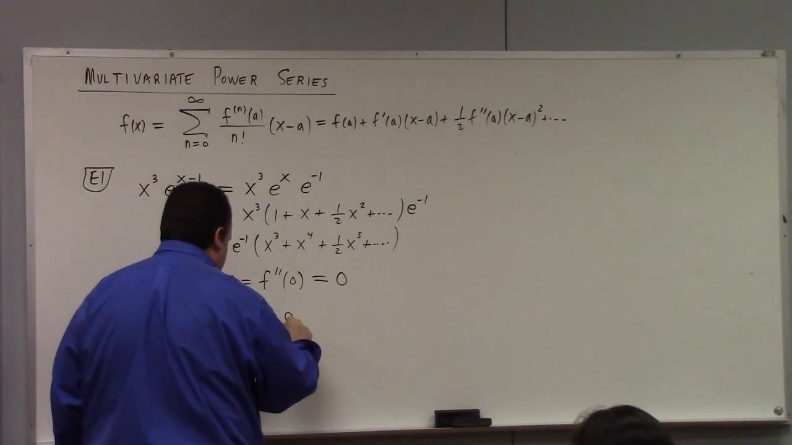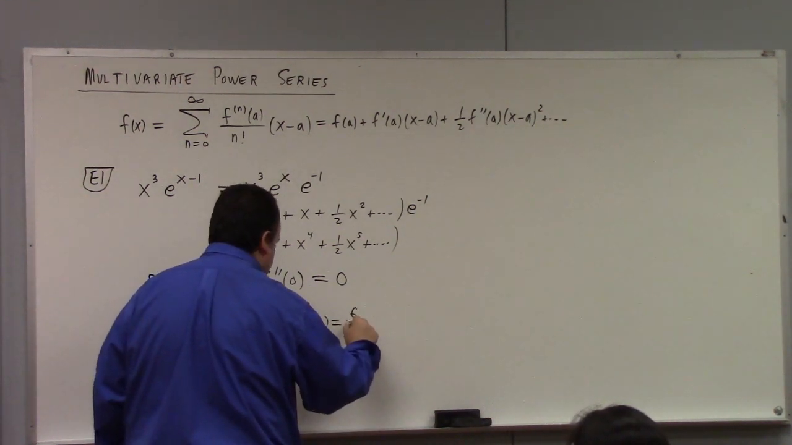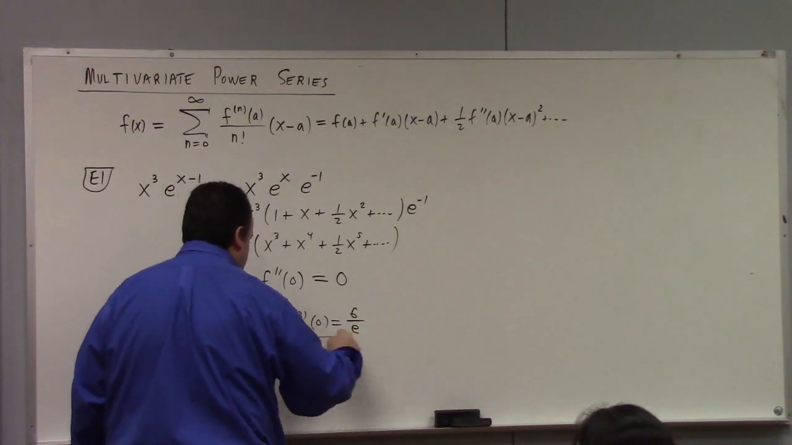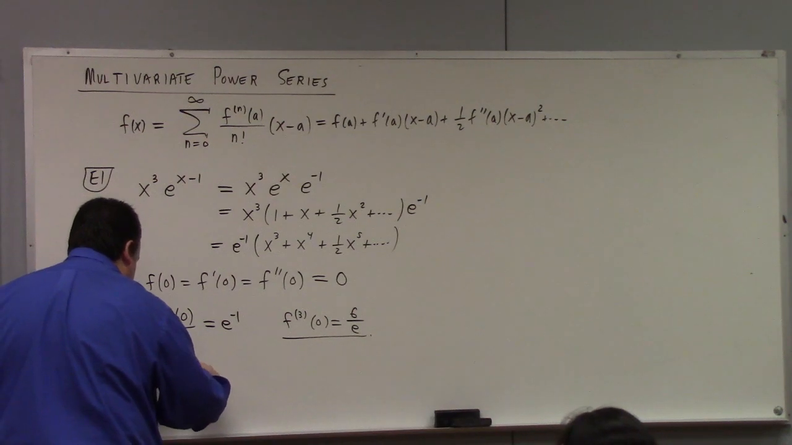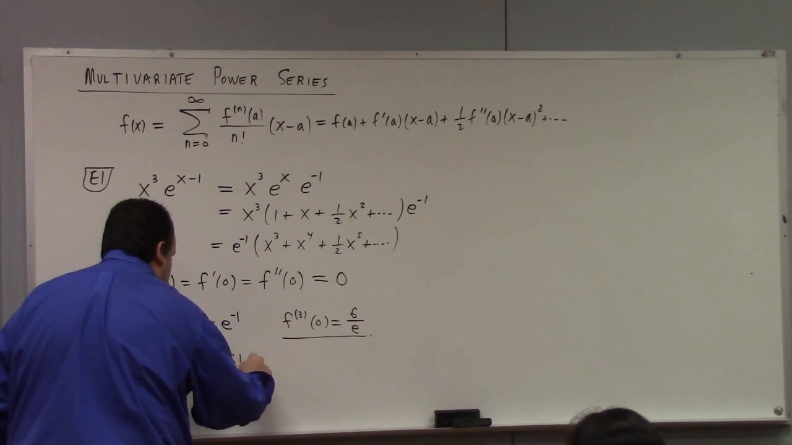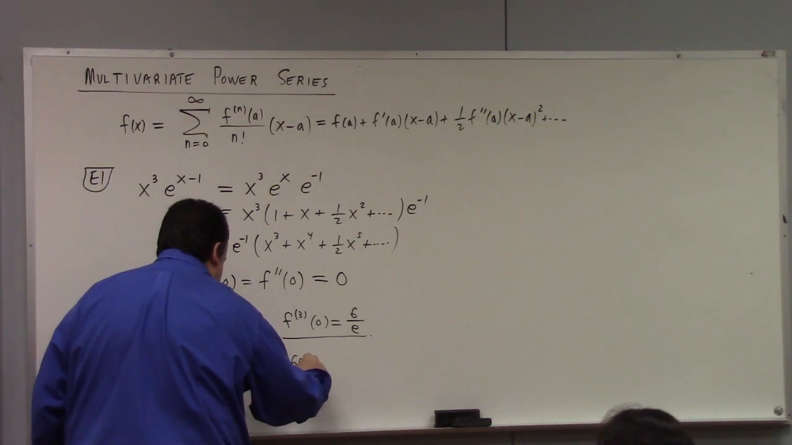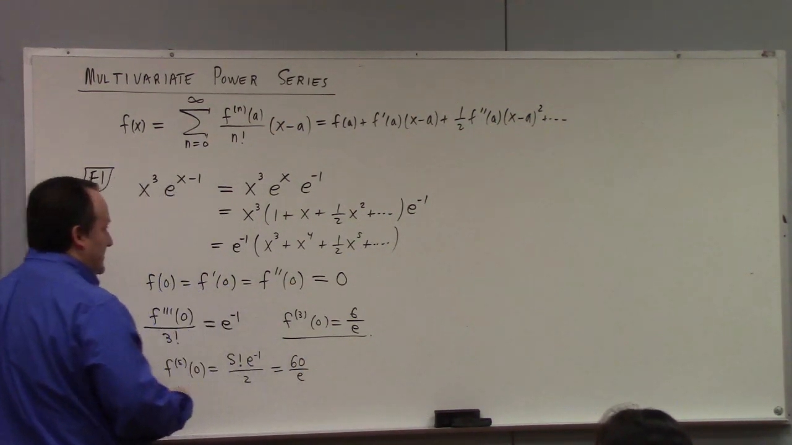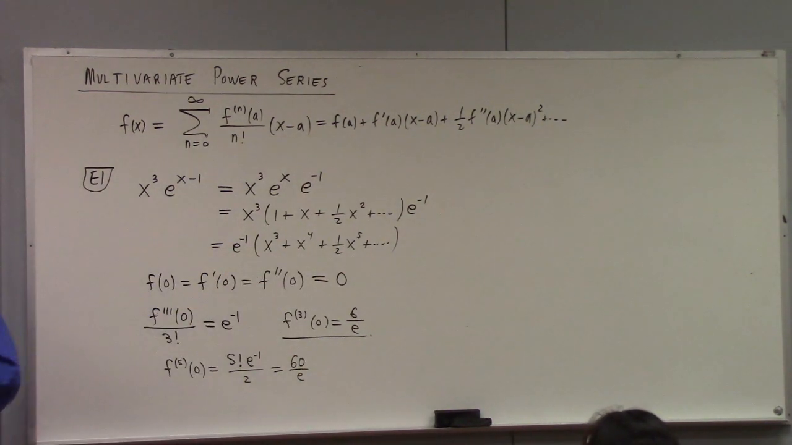So that tells me that, in fact, the third derivative at 0 would be equal to 6 over e. Or I could tell you that the fifth derivative at 0 would be equal to 5 factorial times e to the minus 1 over 2, or 60 over e if you prefer. I can see that from looking at this and saying, aha, the coefficient of x to the 5th is e to the minus 1 over 2, but that's equal to 1 over 5 factorial times the fifth derivative evaluated at 0 by Taylor's theorem.